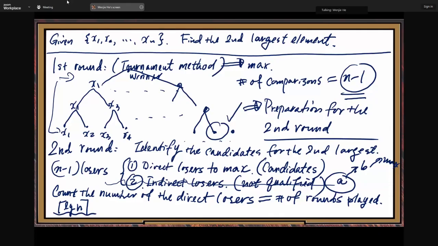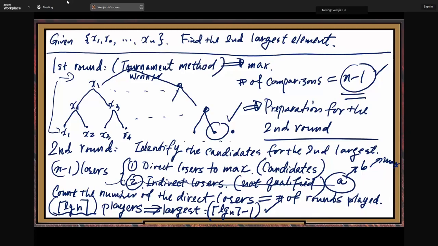How do we find the maximum from this many players? For the largest, that number minus 1. So that number is this number minus 1. For the second round, we need this number, the first one, minus 1. We need to add these two numbers to get the final total number of comparisons.